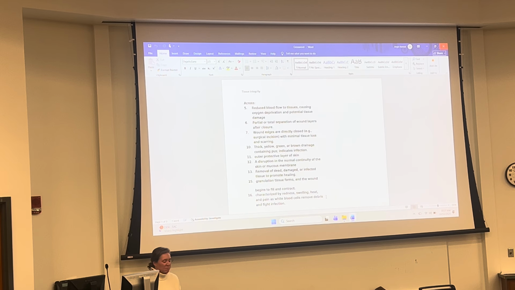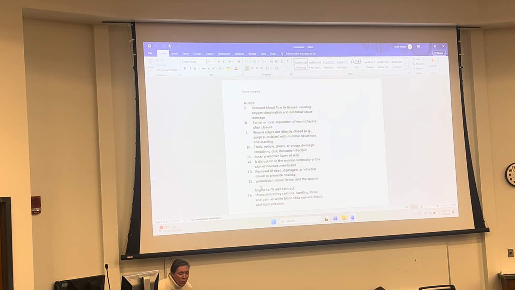Loss, and scarring. Primary or first intention healing? Okay, good. The wound edges are directly closed with minimal tissue loss. So in addition to the phases of healing, there's also different types of healing. There's primary, secondary, or tertiary. And then this one where the wound edges are directly closed, that's going to be, I'm sorry, primary. All right, Emily, you've done enough, I say. Let's go up to Ally.